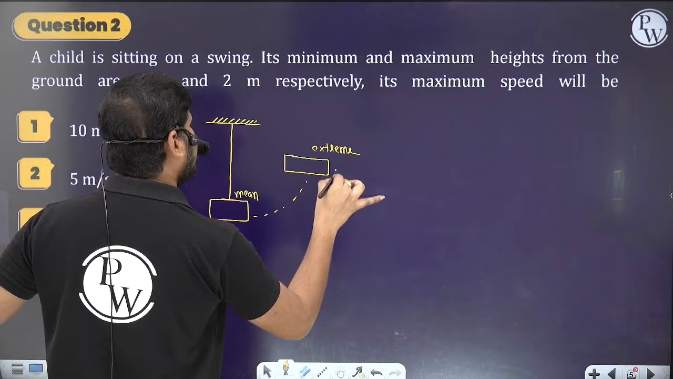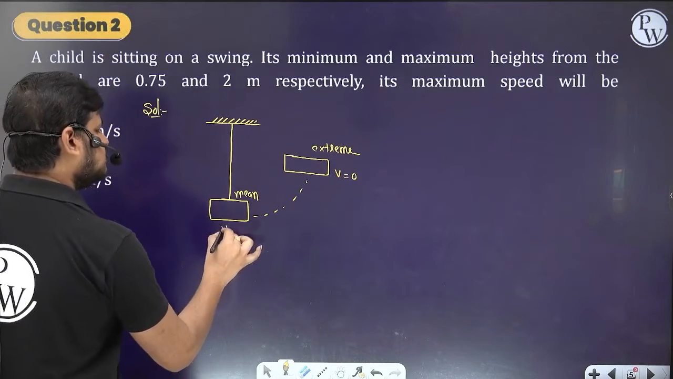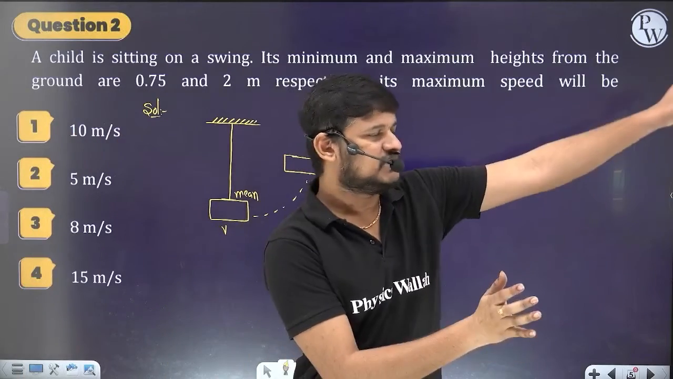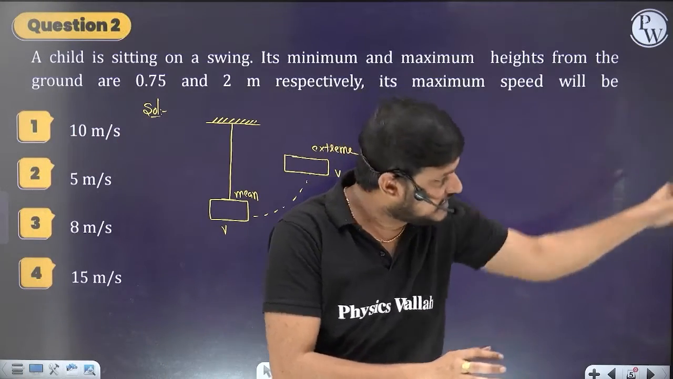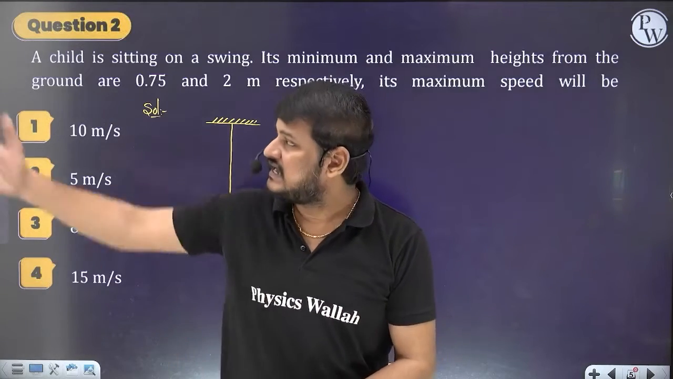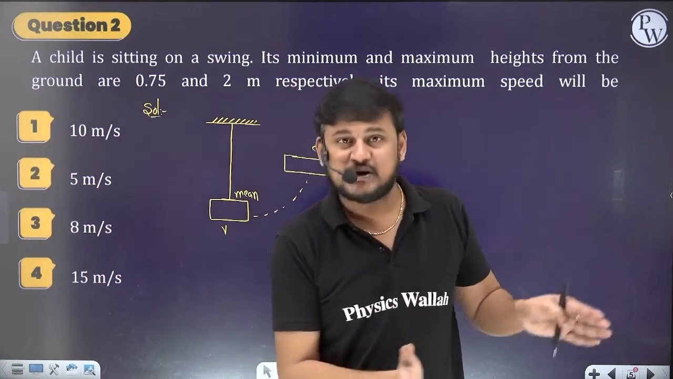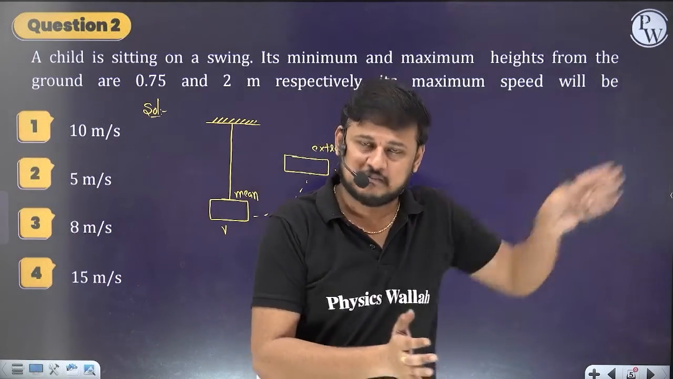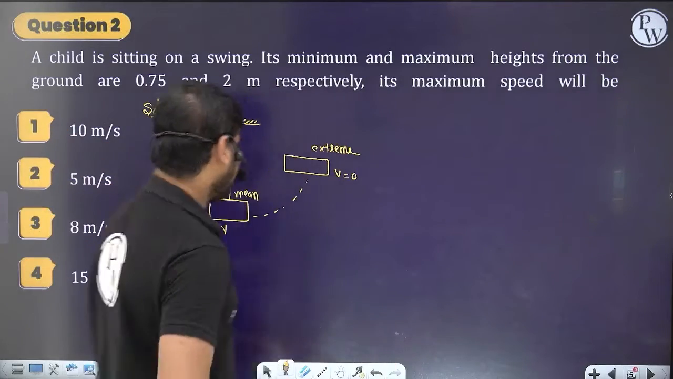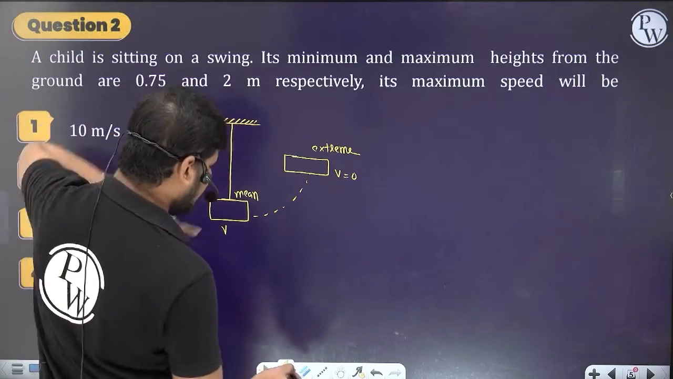We know at the extreme position the velocity will be 0, and at the mean position some velocity will be there. You are sitting in a swing, the swing goes to this side, the extreme position, and again comes back to the mean position. Here the velocity will be maximum. Again it goes to the right extreme, and there the velocity becomes 0, again it passes through the mean position, extreme, again mean, again extreme. That means it is SHM actually, right? Now what they are saying is the minimum height and maximum height from the ground.